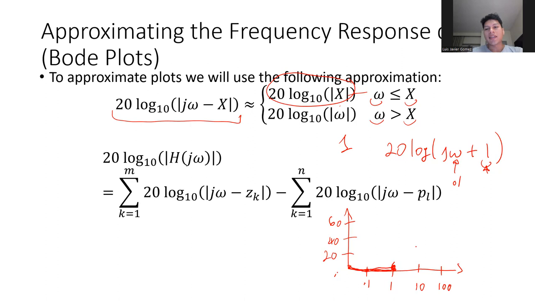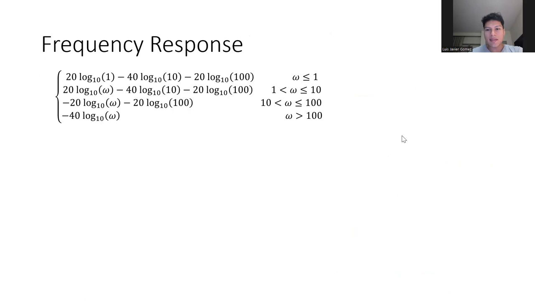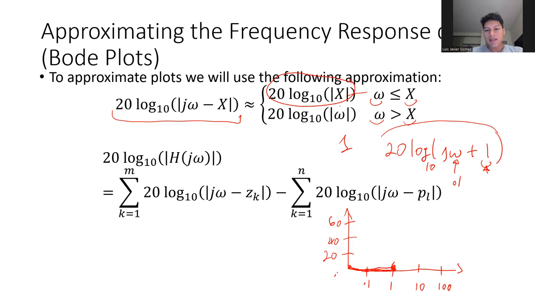Now at 10, what would be its value? If omega equals 10, what's the value of this expression? Yeah, it is 20. So now it's going to go up to 20. And then what's going to happen at 100? It's going to become 40, because since omega is greater than 1, the expression is approximately 20 log omega. So it's just going to increase, log base 10: at every factor of 10, it's going to increase by 20. So that's the approximation that we're going to do to plot these things.